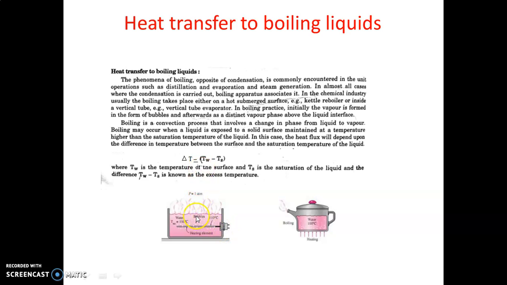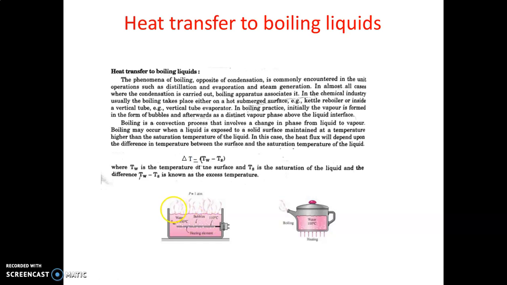So in this process, the bubbles are created. The bubbles go in an upward direction, and this liquid has higher density than the bubble, so this liquid goes downward. In this way, the circulation is naturally carried out in this equipment, and it is called pool boiling.